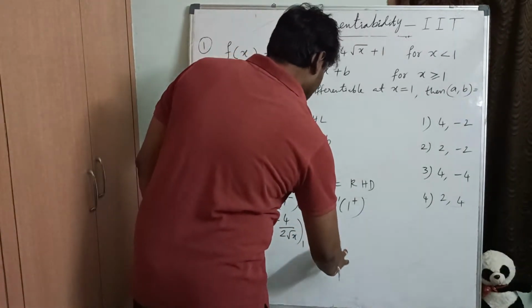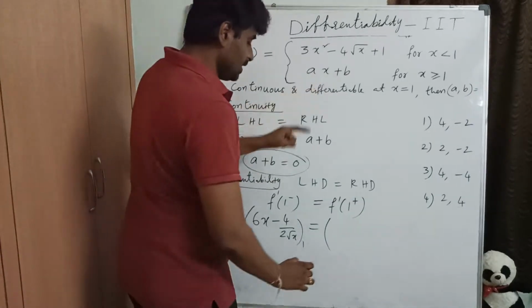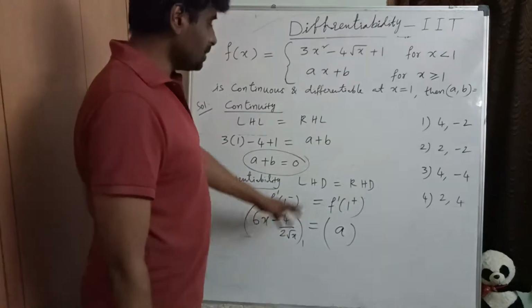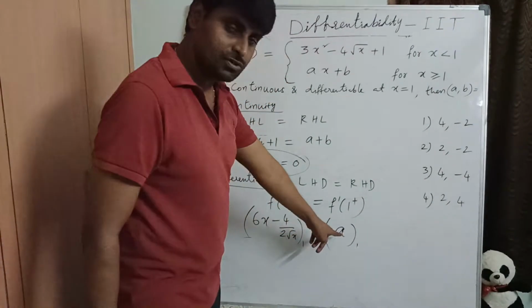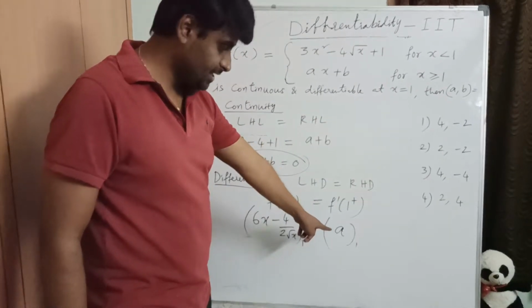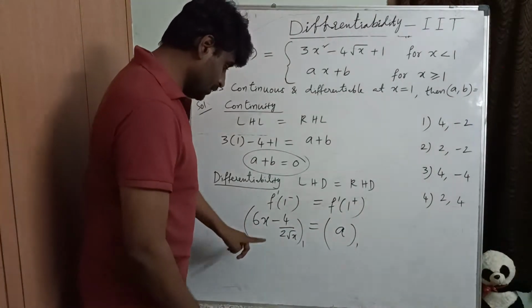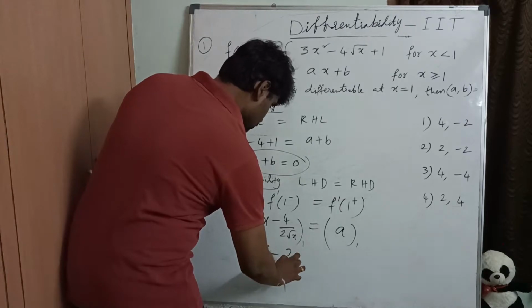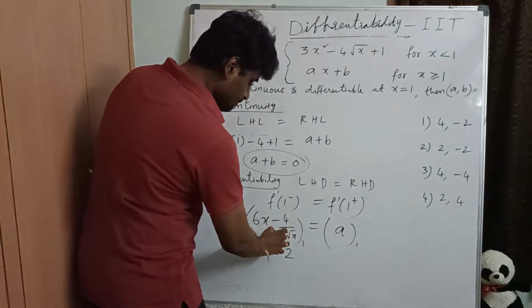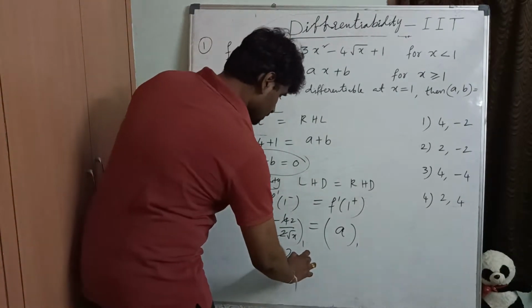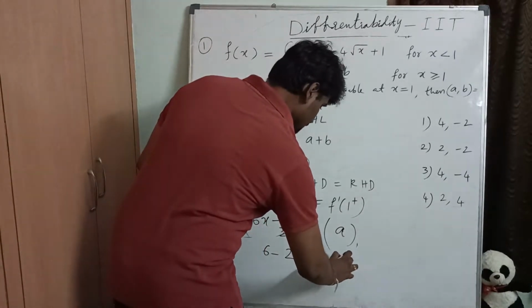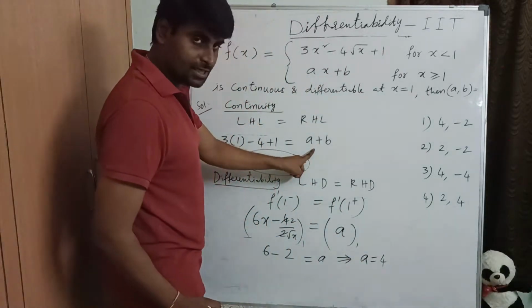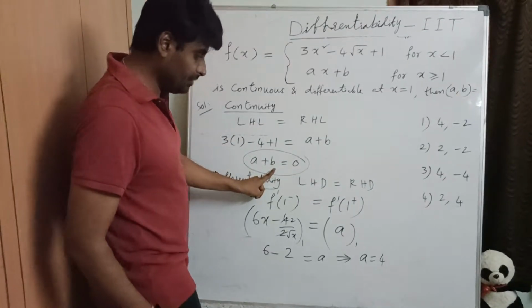Now for this 1 plus, so derivate this one a, correct. Now substitute 1, there is nothing to substitute 1 in place of x, there is no x term, okay. Now here put 1, so 2 2's are 6 minus 2, okay. So what do you get for a value? A value 4. Whenever a value is 4, from this condition a plus b equals 0, b value is minus 4.